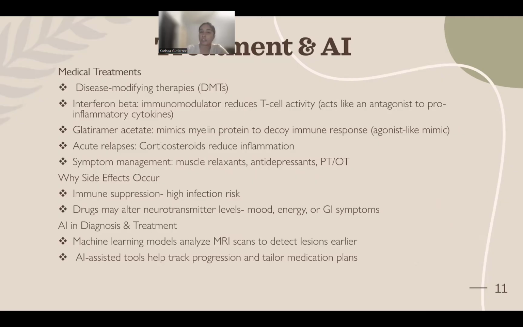AI in diagnosis and treatment: machine learning models analyze MRI scans to try to detect these lesions earlier, and AI-assisted tools help track progression and tailor medication plans.